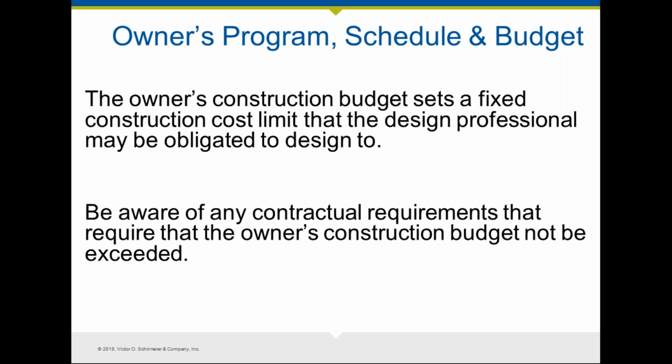The owner's construction budget often sets a fixed construction cost limit that you need to be aware of. Depending on how your agreement is structured, that could very well be an obligation on your part to try to design to that, and you need to be aware of what your obligations are in that regard. If the owner does not have contingencies because construction is not set, that could be a warning sign to you that the owner may not have enough resources available for that.